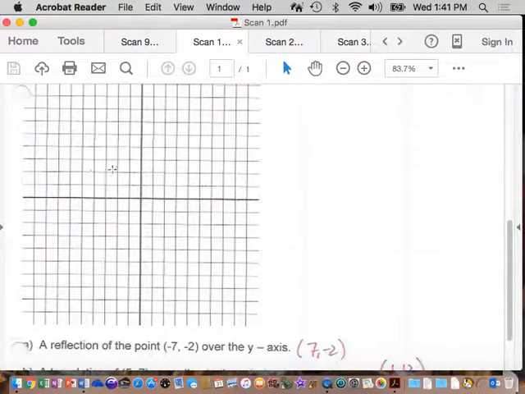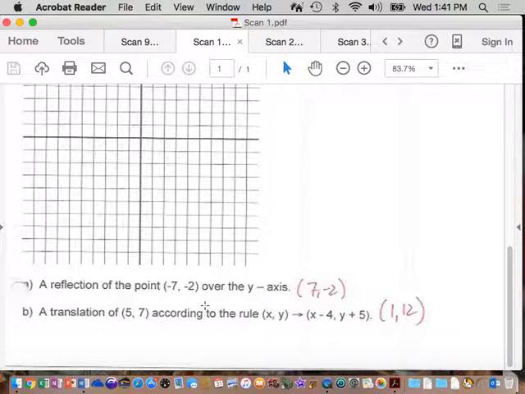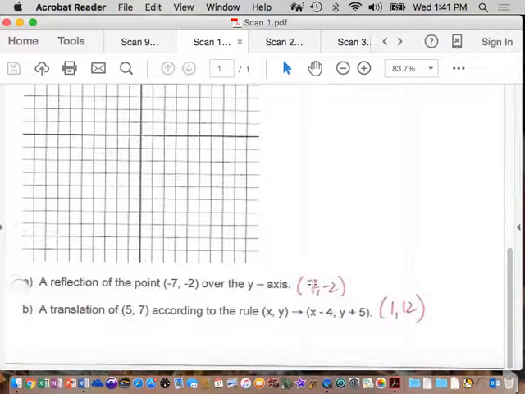And I didn't bother drawing the points on here because of the way it laid itself out, but I have 7, negative 2. Remember, if you flip over the y-axis, the y stays the same. The other one gets negated. And the next one is 1 comma 12. Okay?